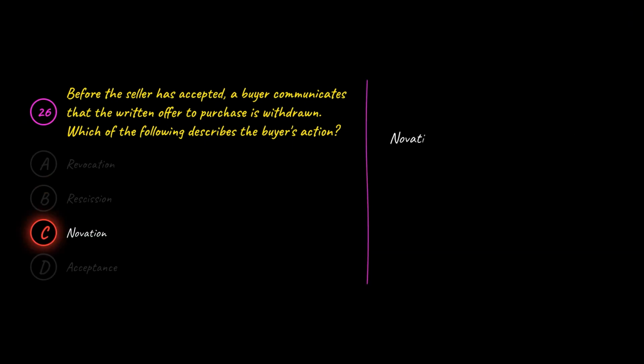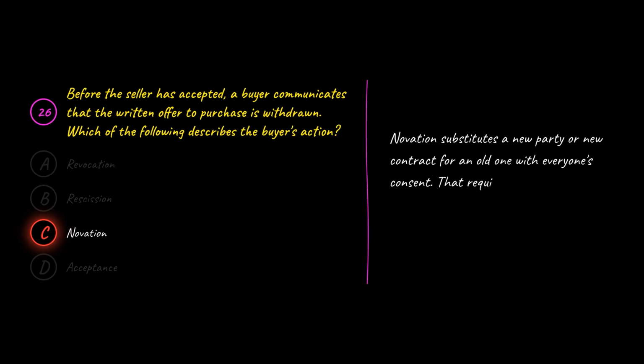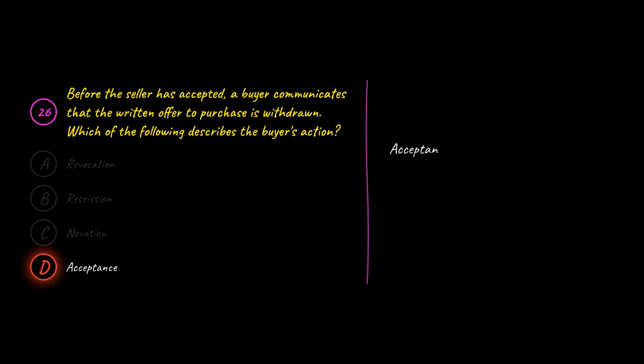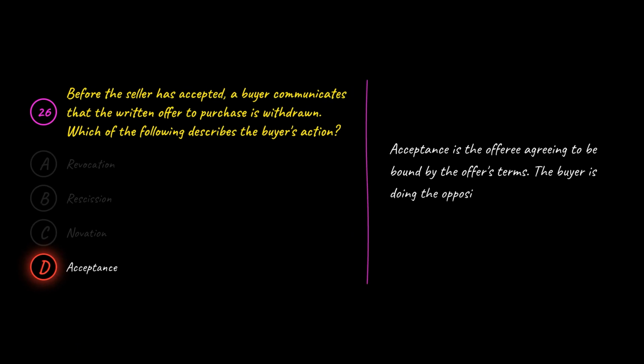C is wrong because novation substitutes a new party or new contract for an old one with everyone's consent. That requires an existing agreement to replace, which a withdrawn offer is not. D is wrong because acceptance is the offeree agreeing to be bound by the offer's terms. The buyer is doing the opposite of forming a contract. The offer is being taken off the table.